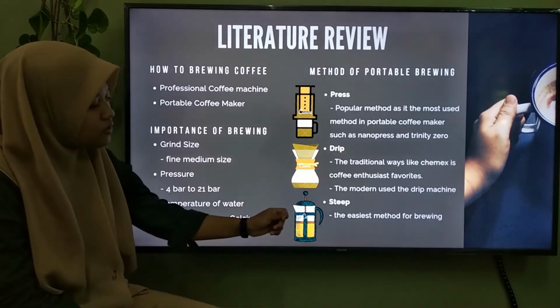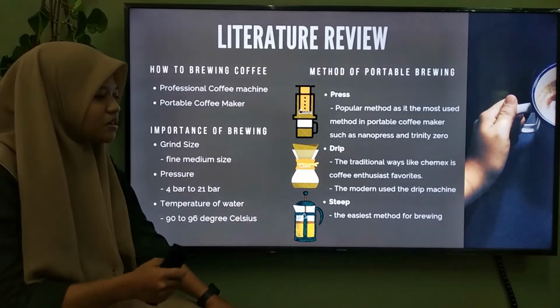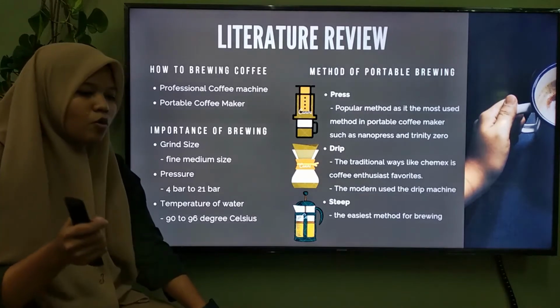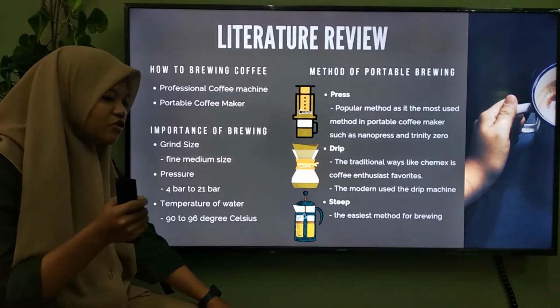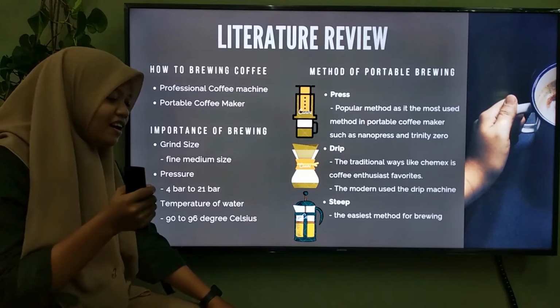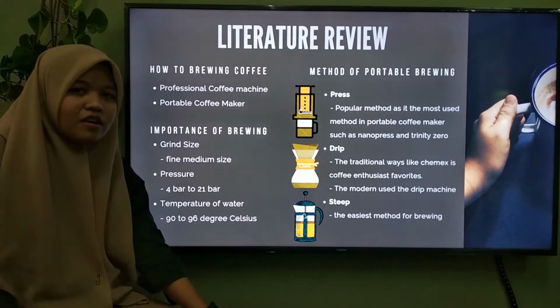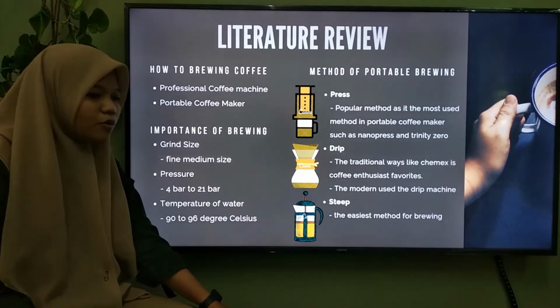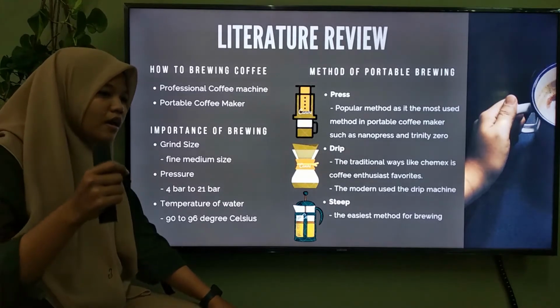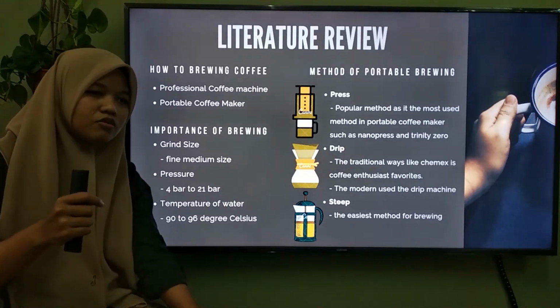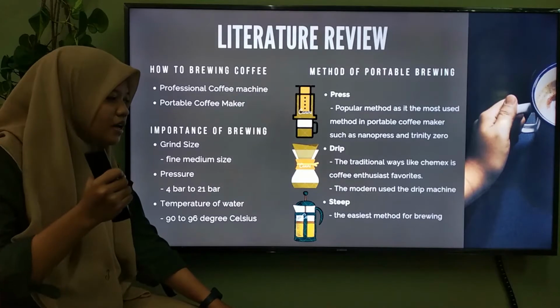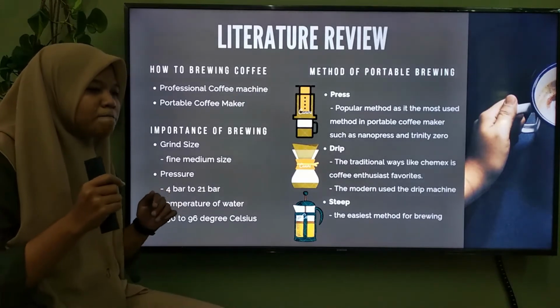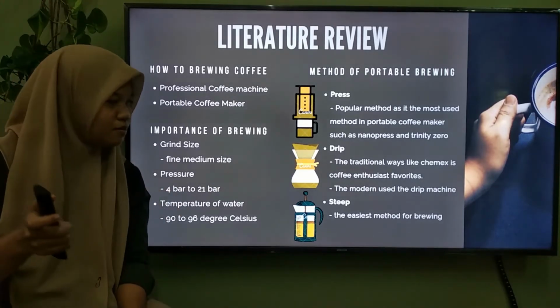And the last one is the steep. Steep is the easiest method for brewing. This one is the one and only device called the French press. It is the easiest: you pour hot water onto the coffee grounds, and you plunge it, and you can separate the coffee grounds and the brewed coffee.